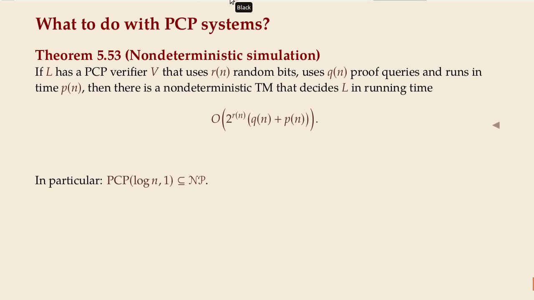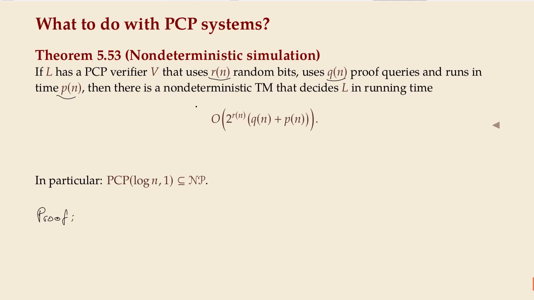So the question would be what to do with these things. What can we do with such PCP systems at all? And one thing we can do, if we have a PCP system, a verifier that uses R of n random bits, Q of n proof queries, and has a running time P of n, because it can do more things than just querying bits, right? So we need an additional bound. We assume this is a polynomial, that's in the definition.